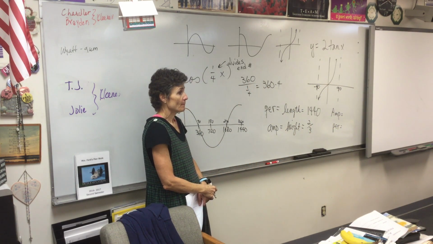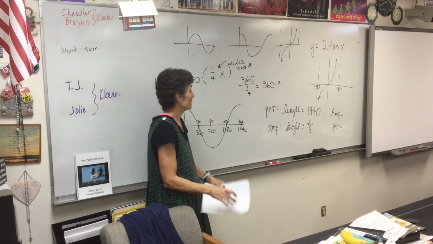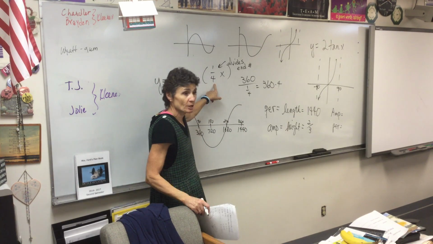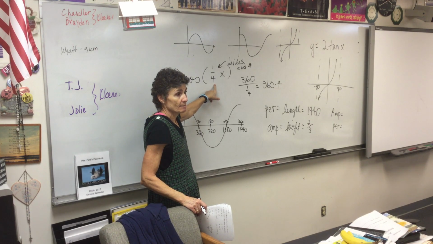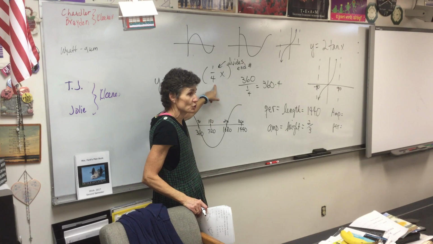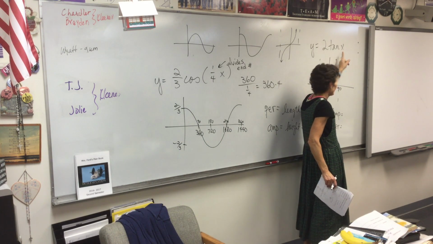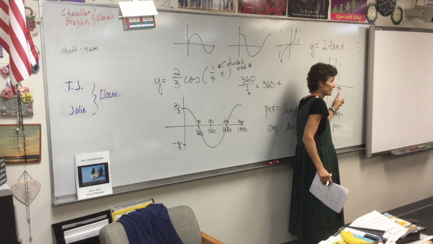Have I changed them? No. Because how do you change them? You put a coefficient on x. If you don't put a coefficient on x, then you haven't changed them. Is there a coefficient on x? No. So these are negative 90 and 90.